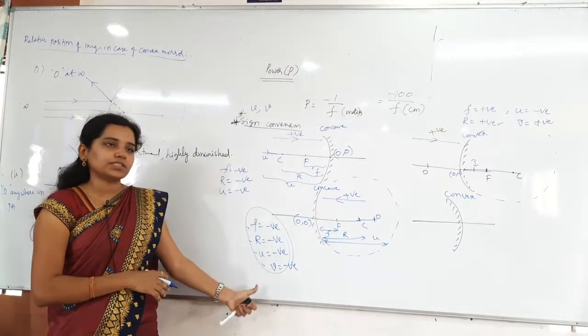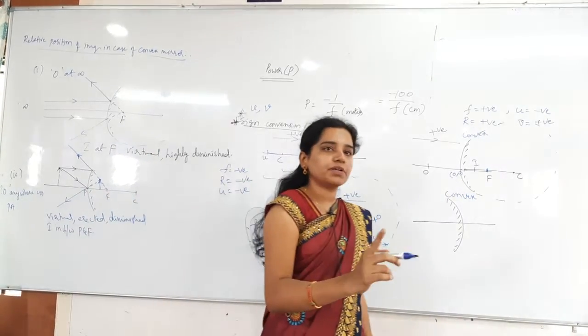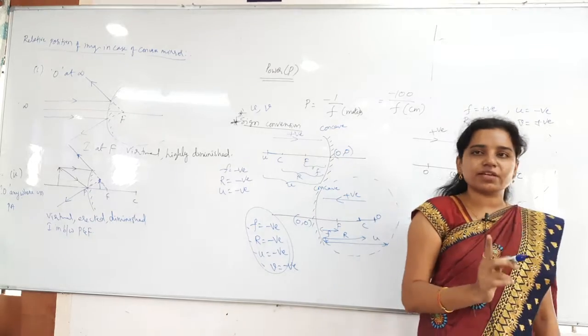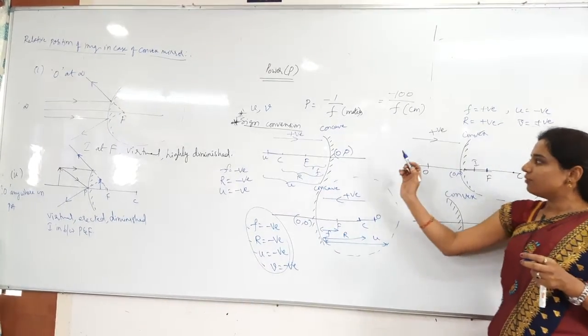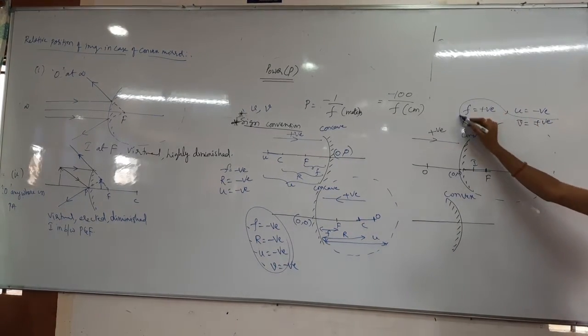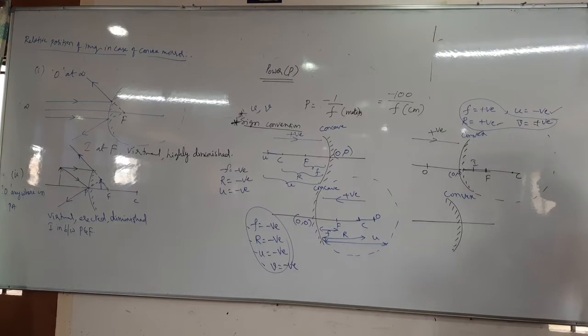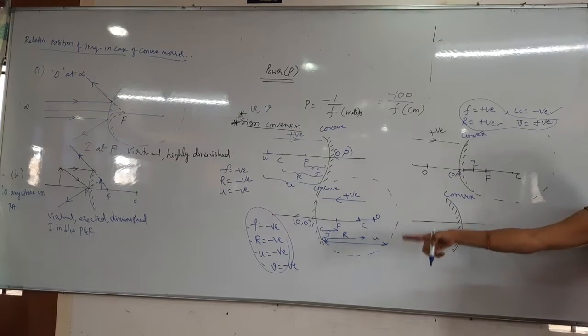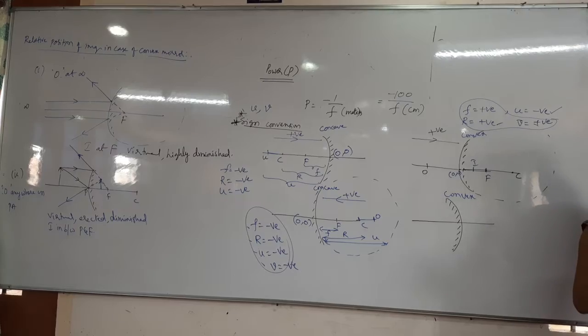Everything is negative except one case, that is whenever the object is kept in between the focus and pole. This is very, very important, so I am repeating it many times. Then for the convex mirror, everything is positive always, except the object distance. Object distance will always be negative. Everything is positive, the object will be negative. Clear? That is the sign convention.